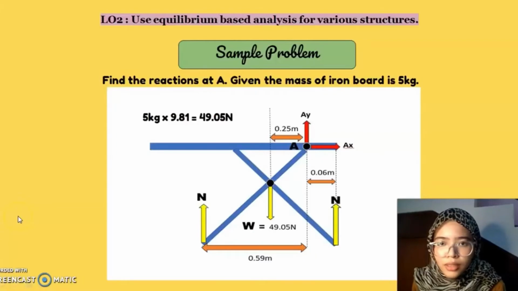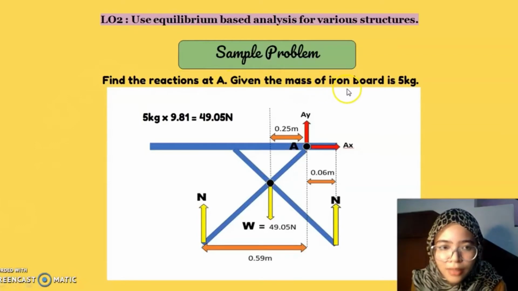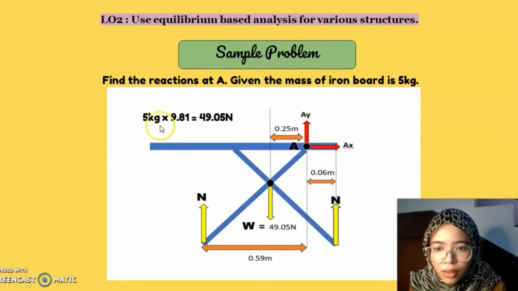Hello everyone, my name is Aliah, and today I'll be talking about LO2, which is to use equilibrium-based analysis for various structures. So the sample problem is to find the reactions at A, given the mass of the iron board is 5 kg. So now we can convert 5 kg to Newton by multiplying with 9.81. And here's the free body diagram based on the previous LO1.